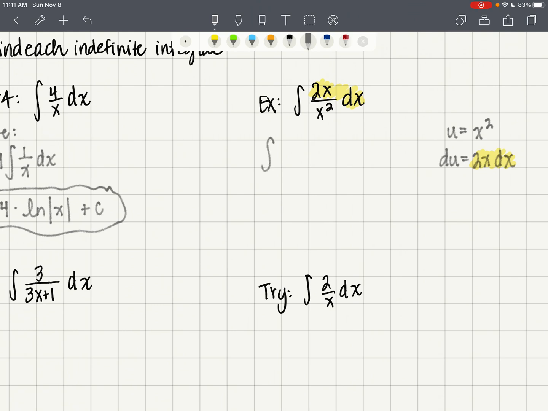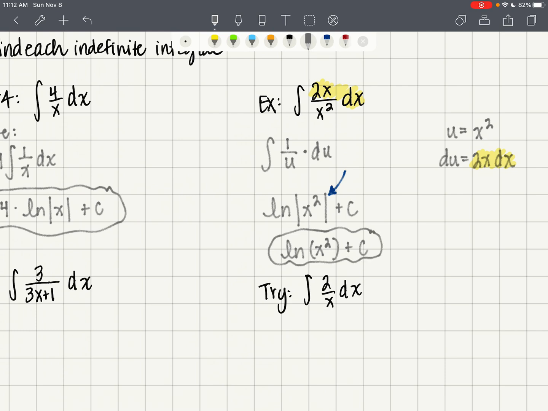So we can rewrite this using u substitution. We have 1 over u times du, which is the natural log of the absolute value of x squared plus c. But do we really need that absolute value? So this is going to come up every once in a while. If the argument is going to naturally work out to be positive, you do not need the absolute value. I like to write the argument using parentheses, so I just change the absolute value to parentheses.